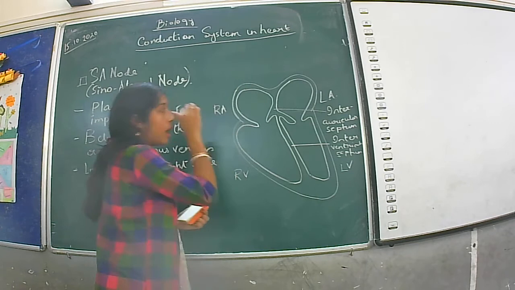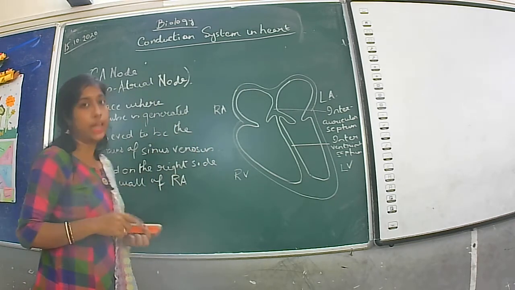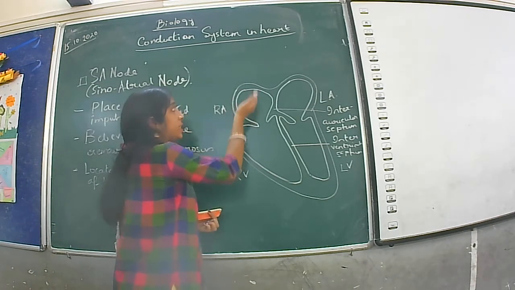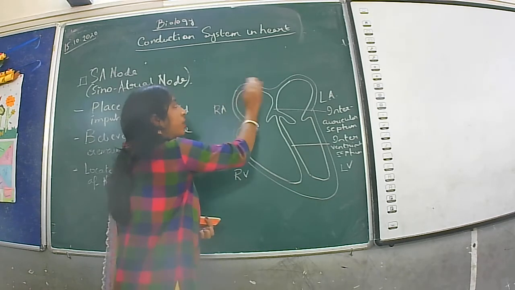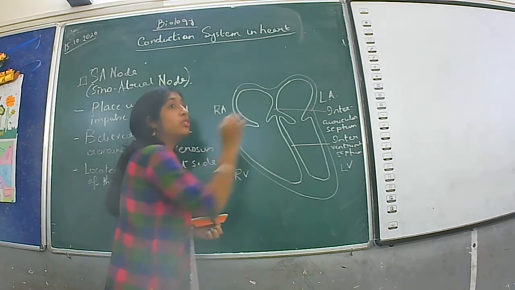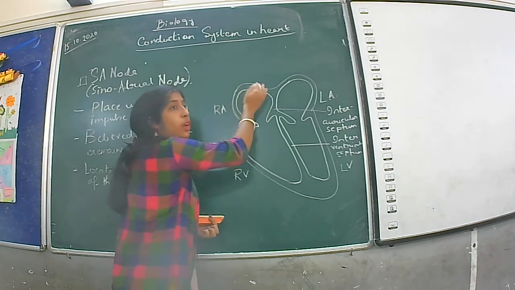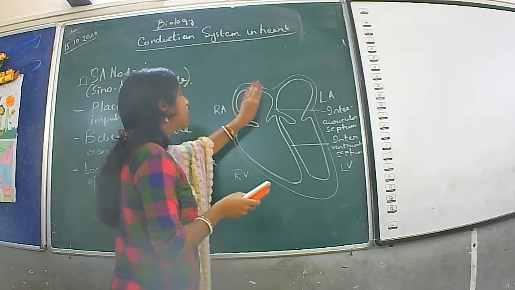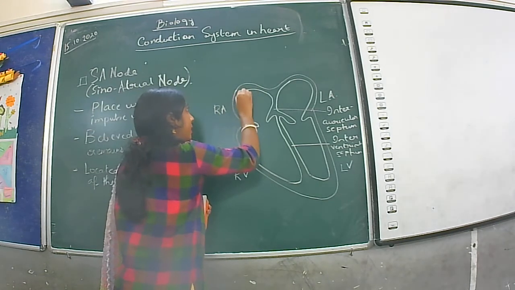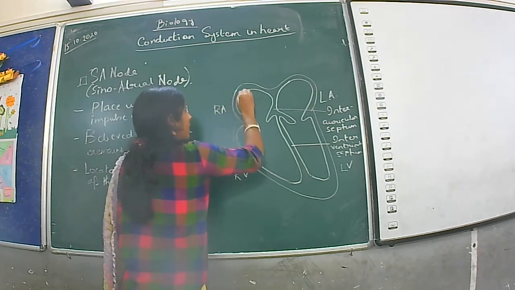Okay. So, as I have said, it is located on the right side of the wall of the right atrium. So, this one is the right atrium, okay, and on the right side, that means somewhere here. Don't get confused. The sinoatrial node is not present inside the heart, okay. It is a 3D structure you have to assume here, and it will be present somewhere here on the right side of the wall of the right atrium.